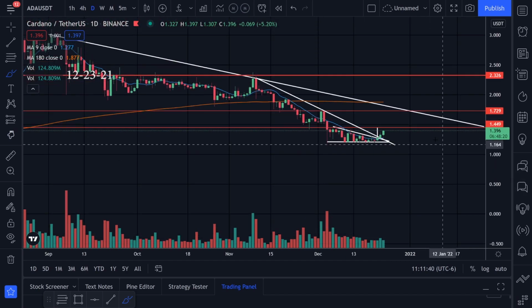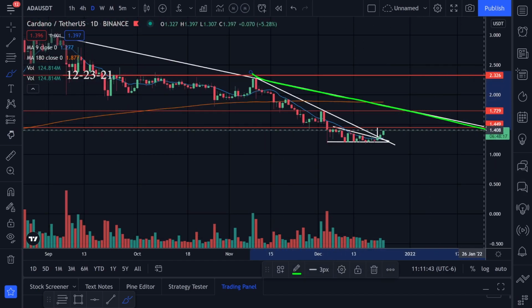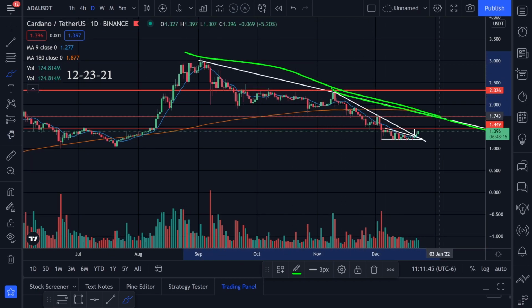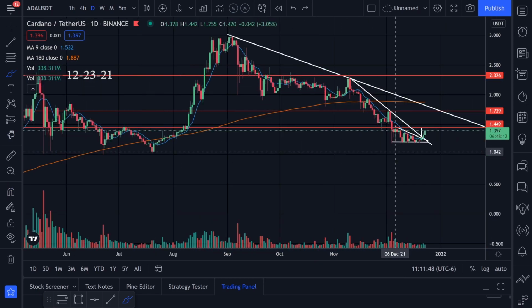Let's see if we could break this trend line. I think the main thing I want to see is us break this bigger downtrend right here, this main trend line. Let me know what you guys think.